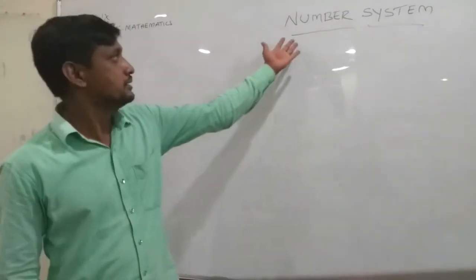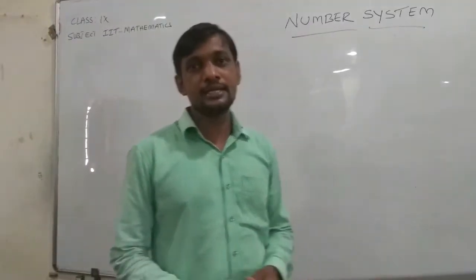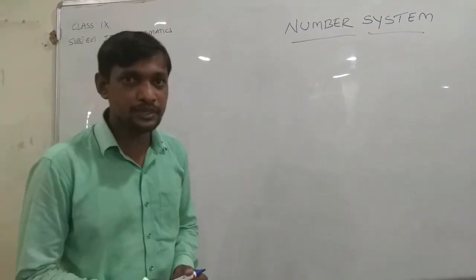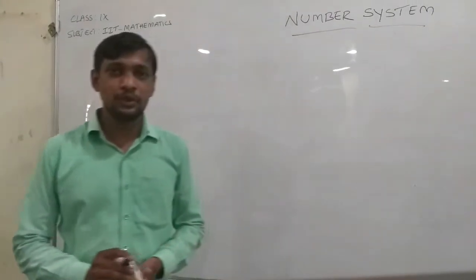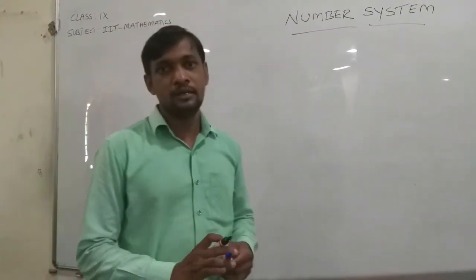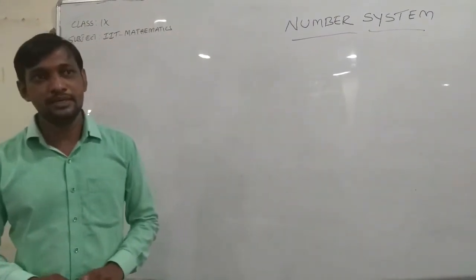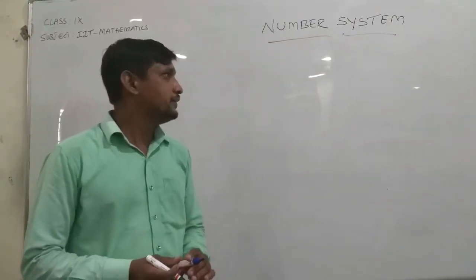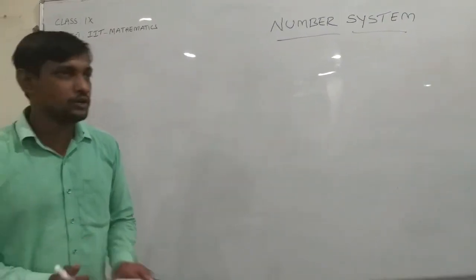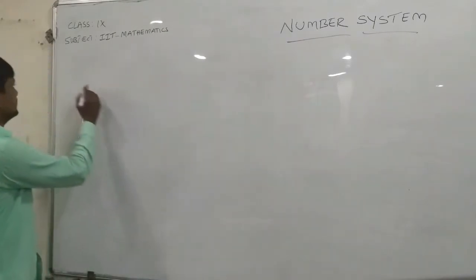The chapter is number system. In last class we have discussed about the different types of numbers. They are natural numbers, whole numbers, integers, rational numbers, irrational numbers and real numbers. Today we will discuss about the properties of real numbers.